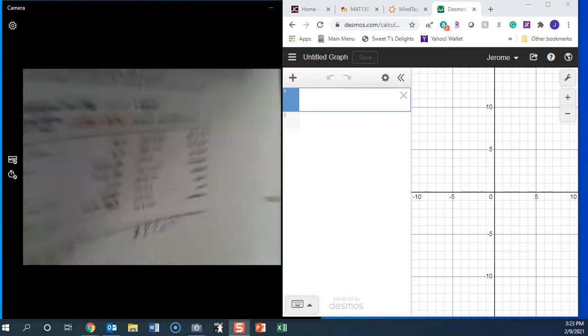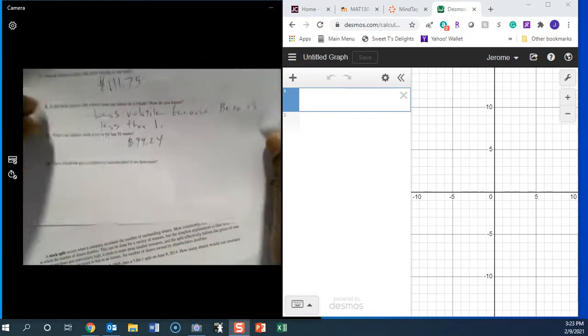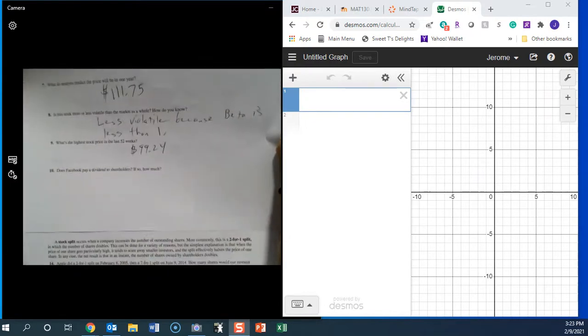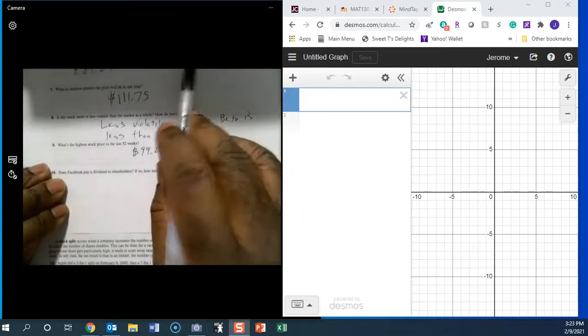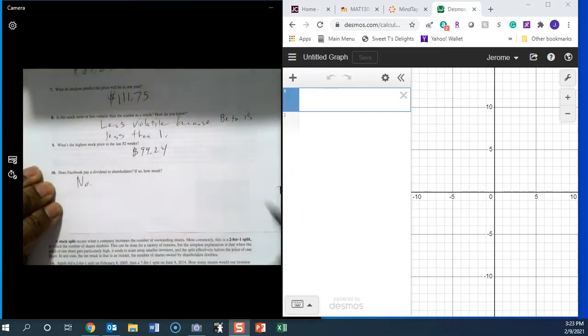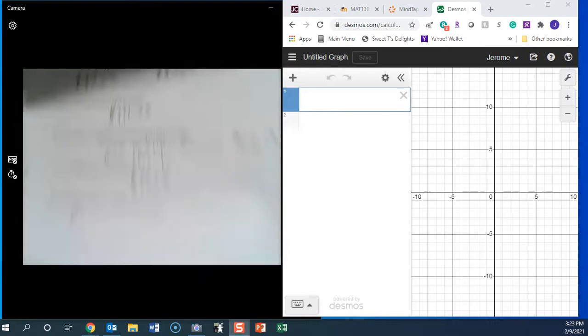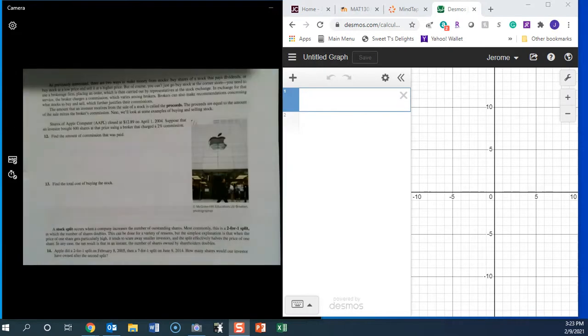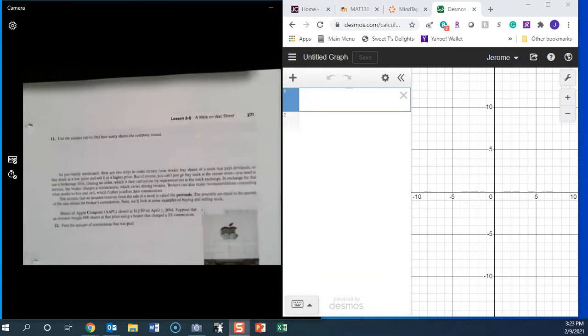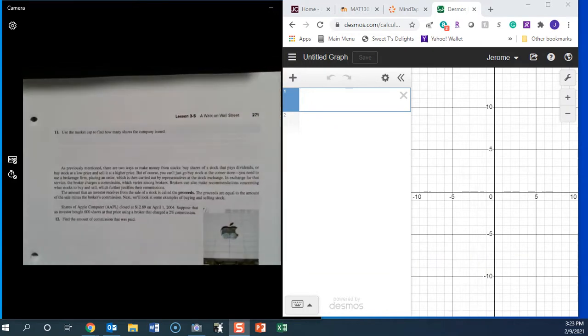Now number 10, it says, does Facebook pay a dividend to shareholders? They have N/A, so the answer is no. So they don't pay a dividend. Okay, now we move on to the next page. It says use the market cap to find how many shares the company issued.